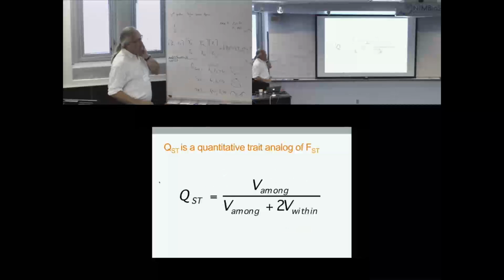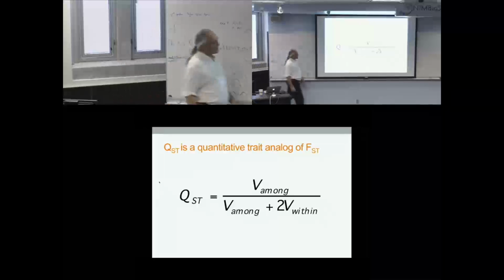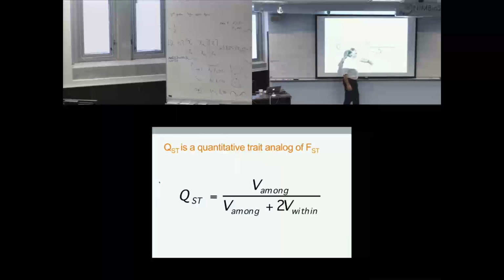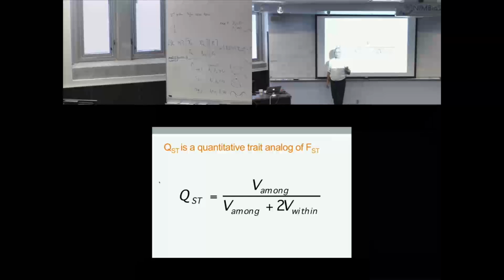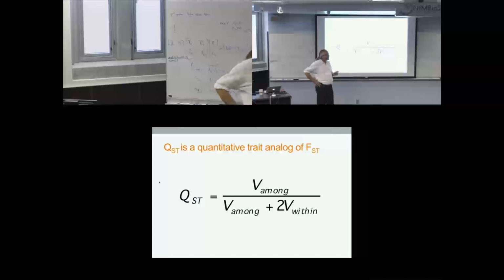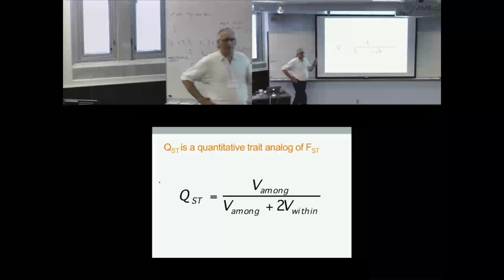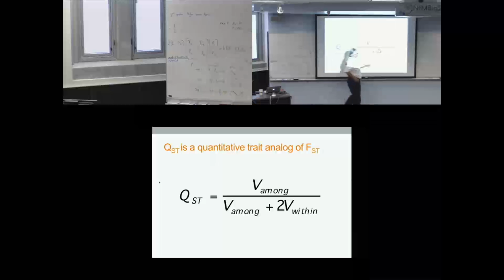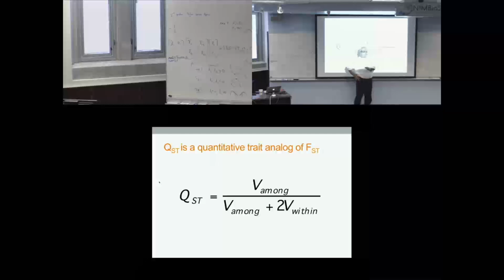Okay, so here's the definition of QST. It's a property of the variance among populations. Here it says variance within. It would be better here if this said VA. So this is the additive genetic variance within populations. It's amazing what you see when it's on a big screen that you don't see on the small screen. So this is a measure of genetic variance within populations, but specifically the additive genetic variance within populations.